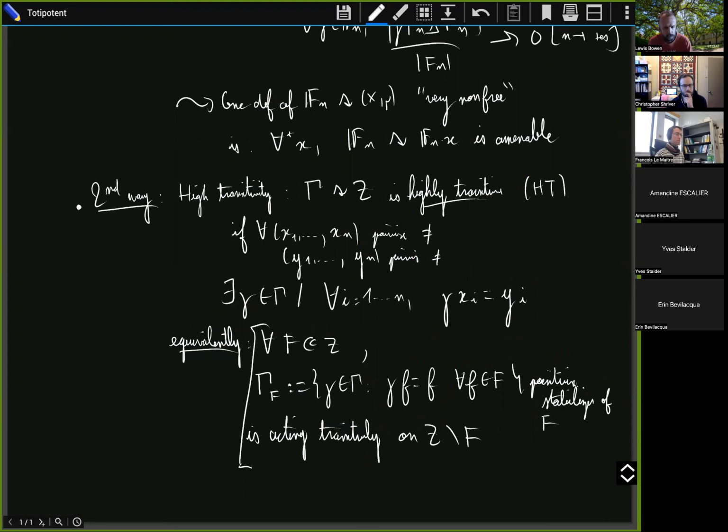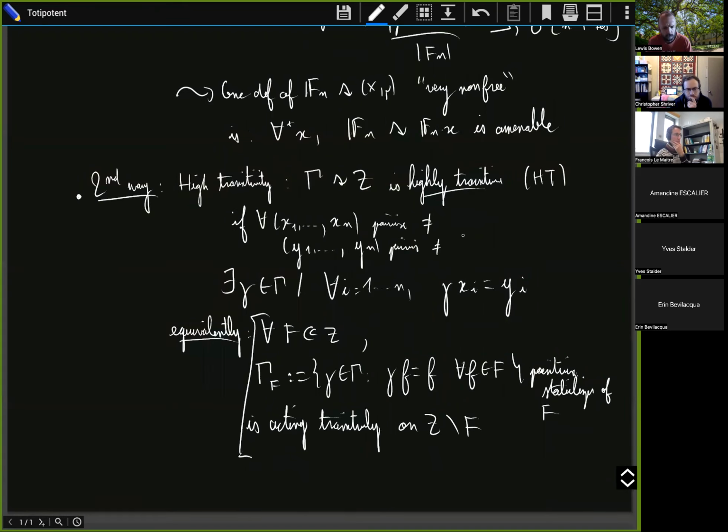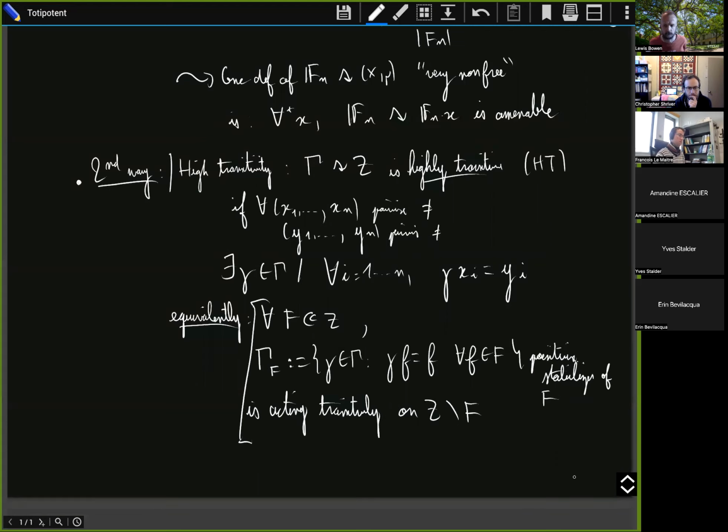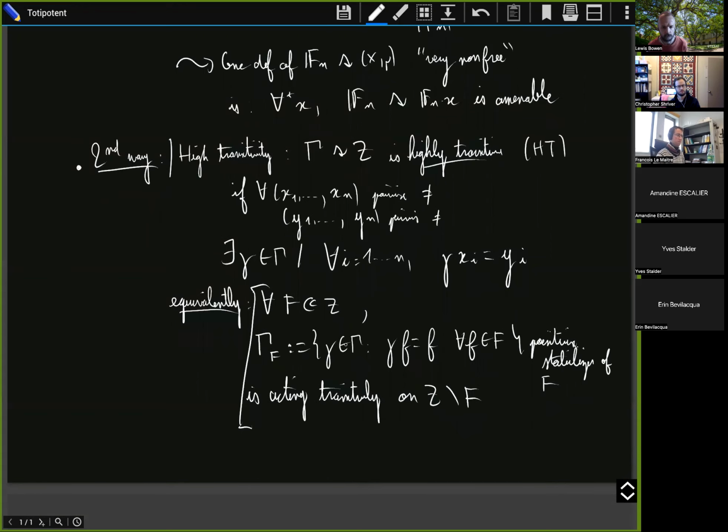These actions have recently received quite a lot of interest after a work of Hull and Osin, where they show, if you know what that means, essentially that every acylindrically hyperbolic group admits a faithful highly transitive action. You have to take care of a finite kernel for this statement to be true, but essentially that's it.